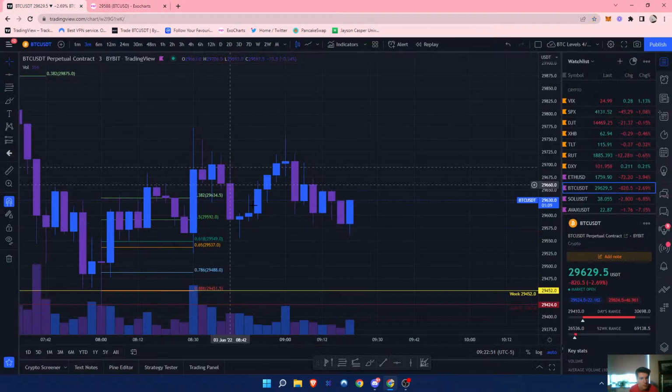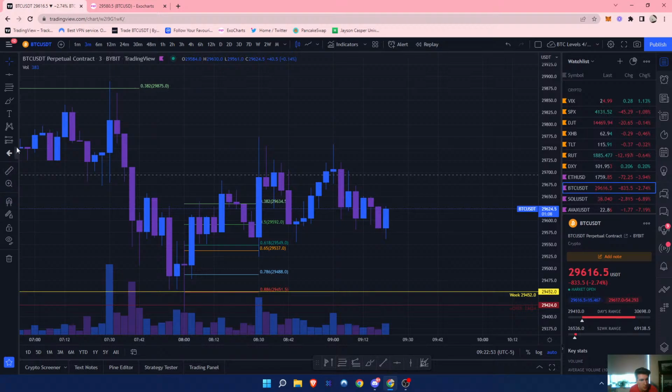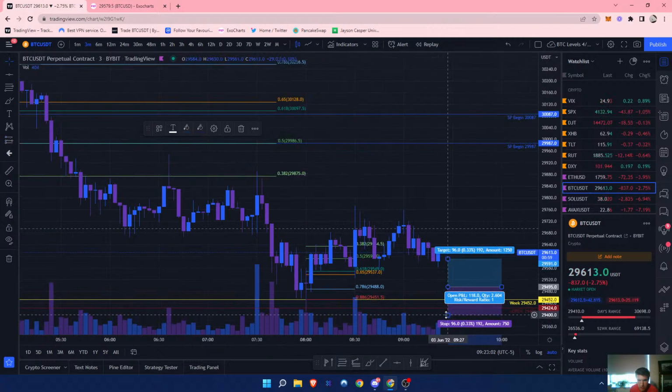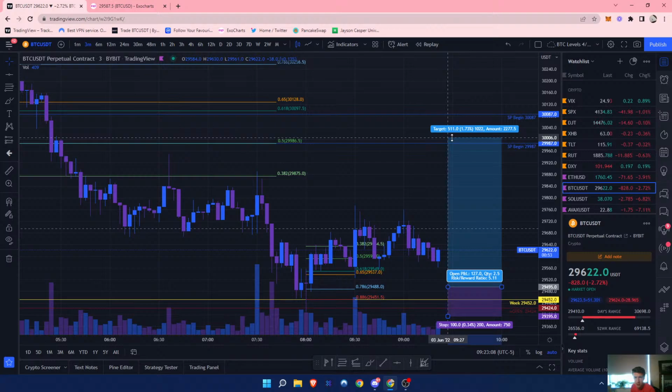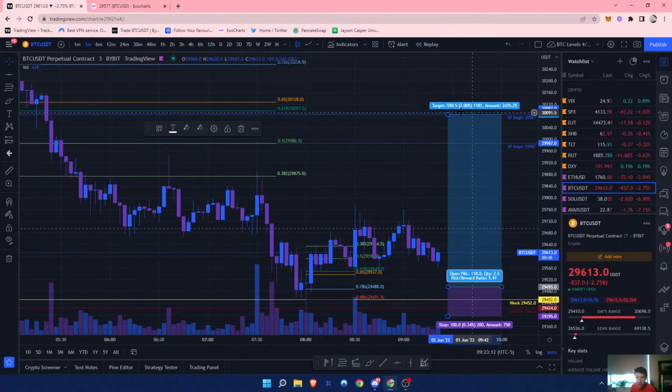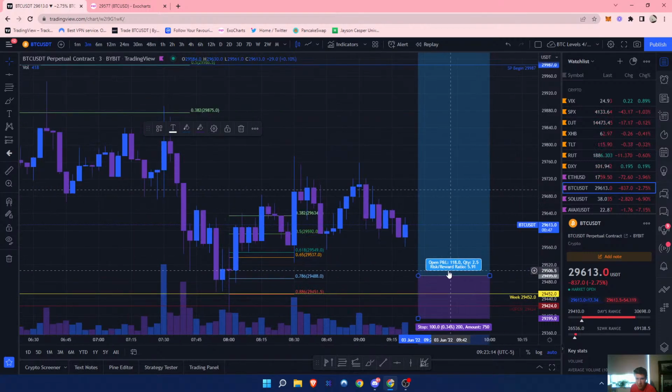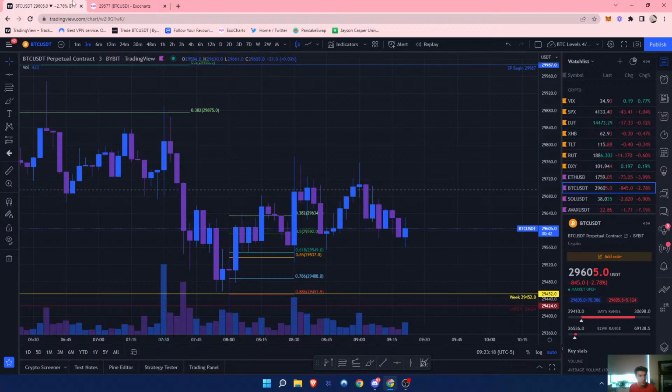But I'll probably get going. If that 786 does end up holding, I would probably put my stop loss a little bit below that. You can have a larger position size for this, and then my final take profit would be up here. So very nice risk to reward, 5.9. So I'd definitely be looking to take that trade.